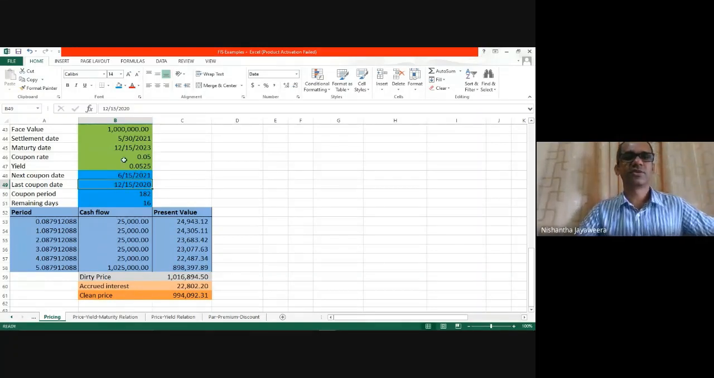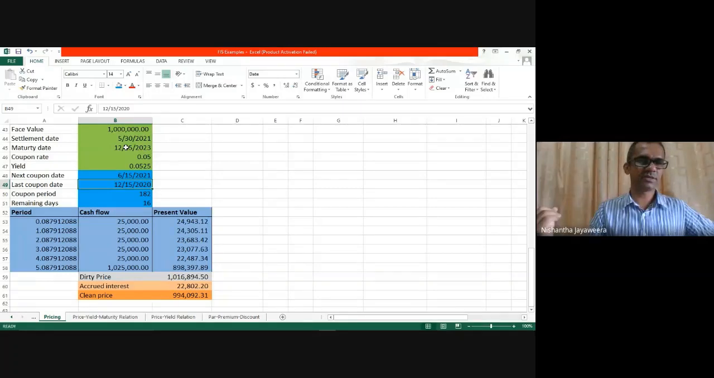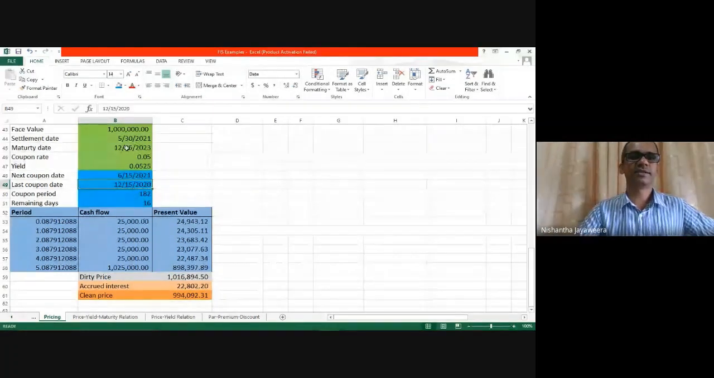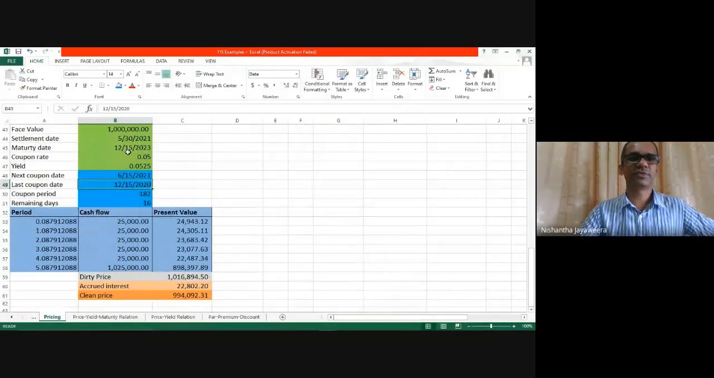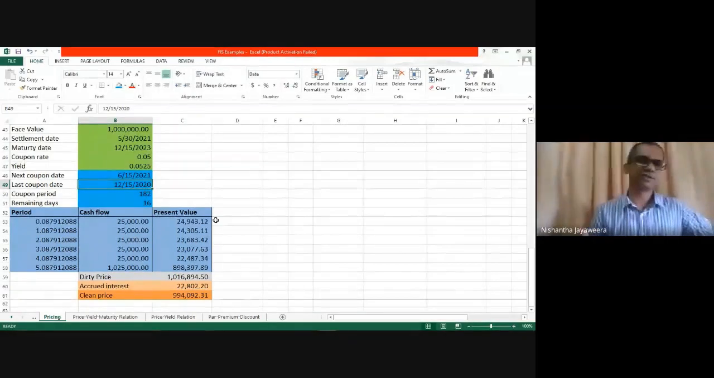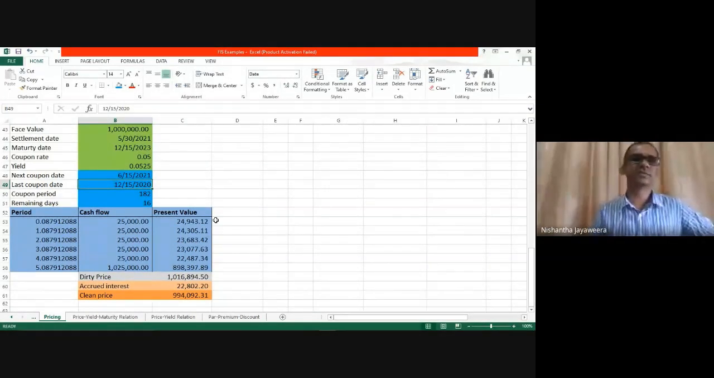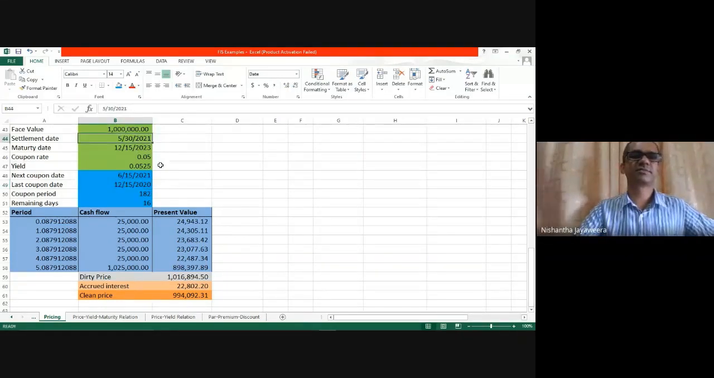So since it's going in the December cycle, every December and every June there will be a coupon. Since the maturity date is on 15th, every June 15th and every December 15th there will be coupons. So the next coupon date, as the settlement date is in May, would fall on June 15th.